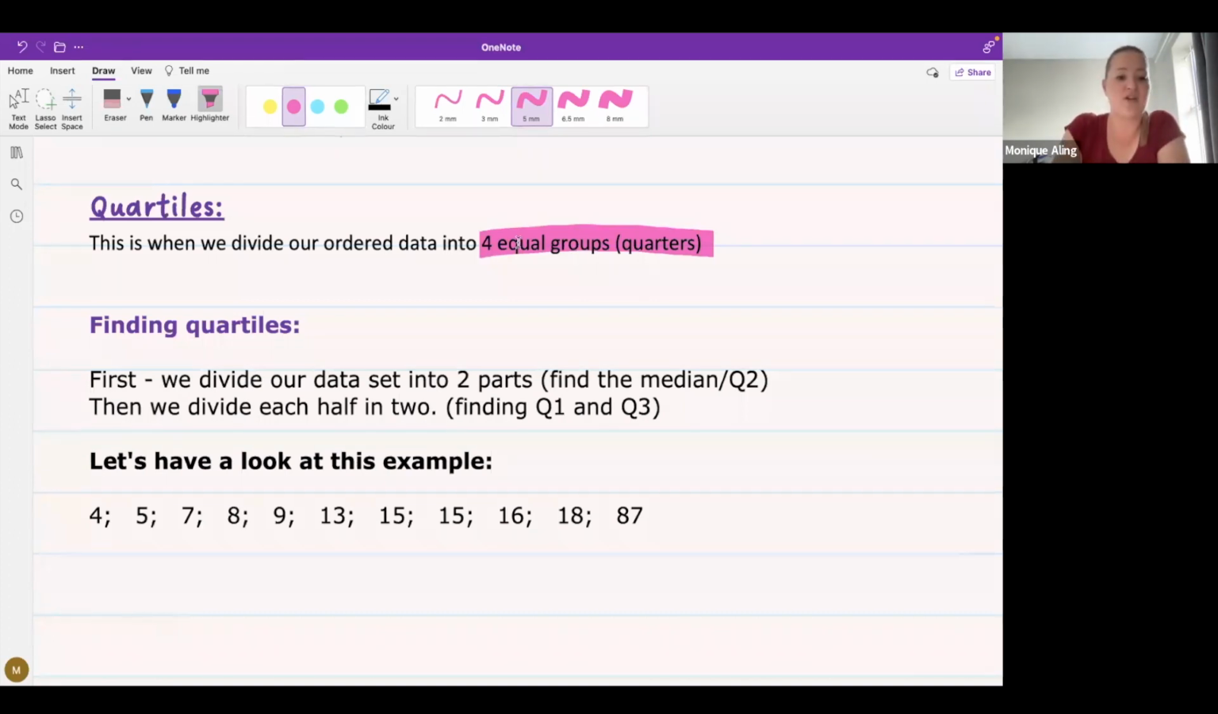So let's have a look at how we would find quartiles. It says, first, we divide our data set into 2 parts. So that means the first step is find the median, because the median helps us divide it into 2 parts, because the median is the middle. After we find the median, we're left with 2 halves. We take each of those halves and we divide those into 2. That will help us find quartile 1 and quartile 3.